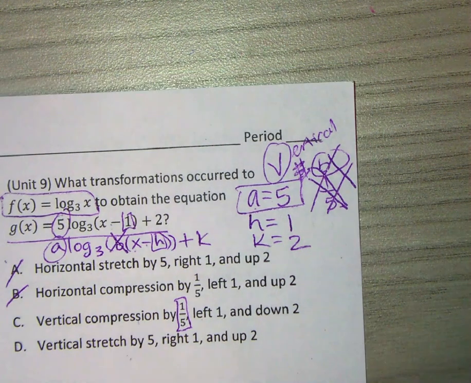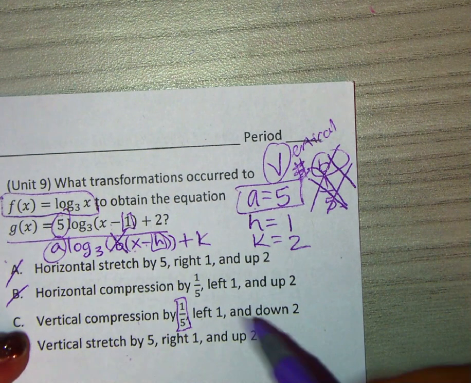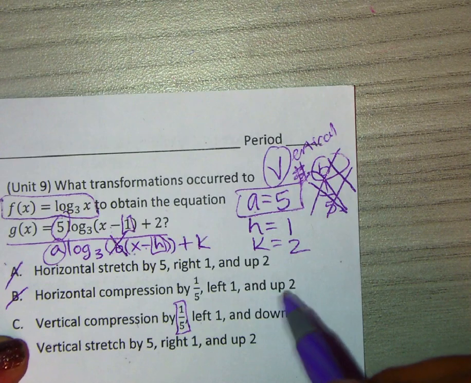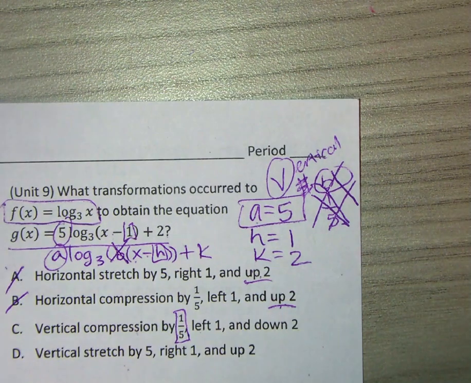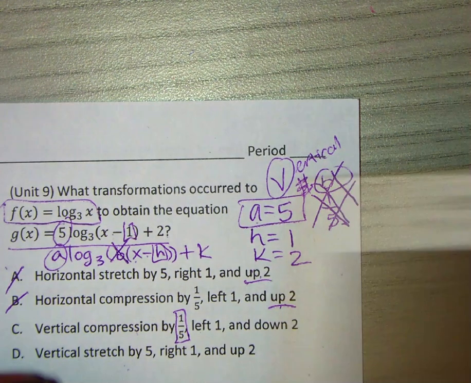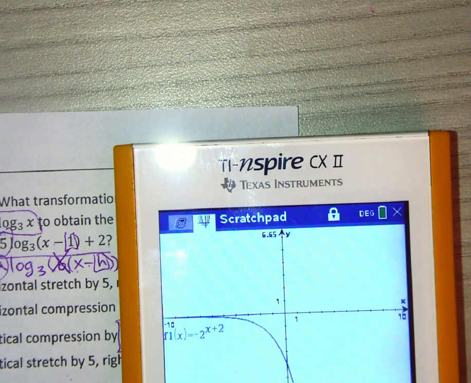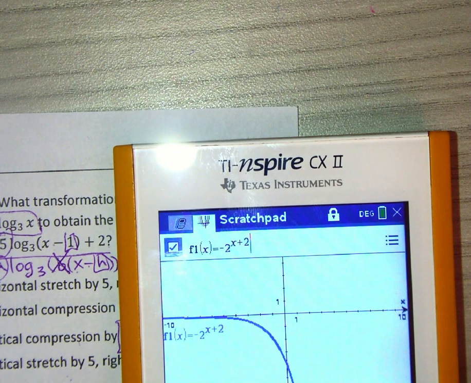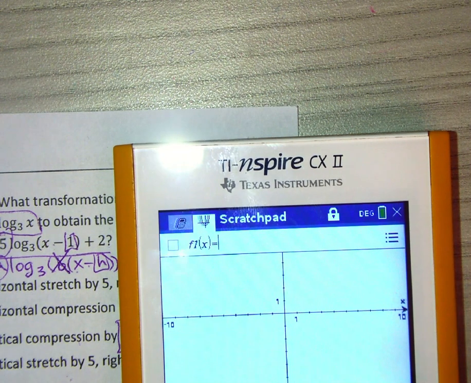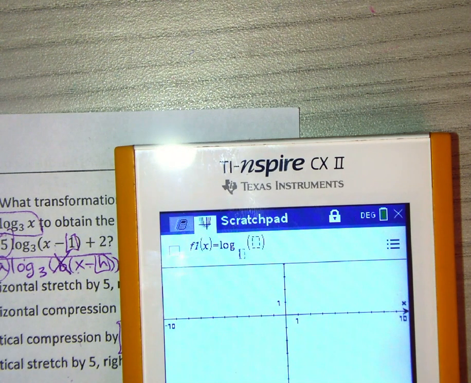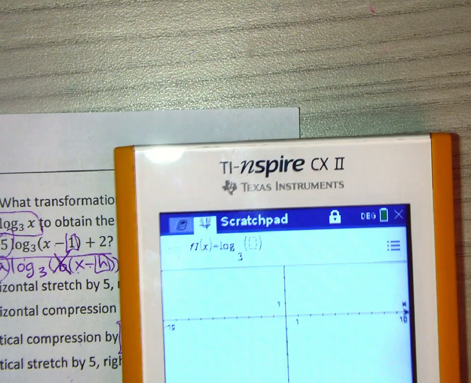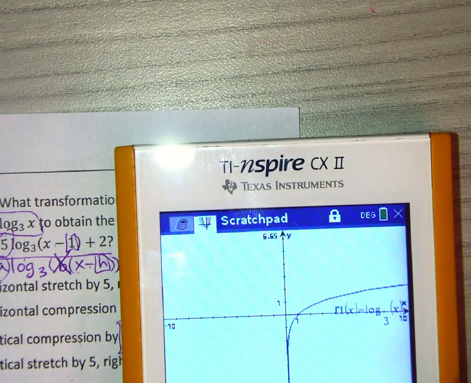Also, we noticed that you have an up to, and I want to say there's a typo here, because let me see. Let me put that 5 in the front, see what happens. So I'm going to graph the original, which is log base 3 and the x. So that's what the original looks like.